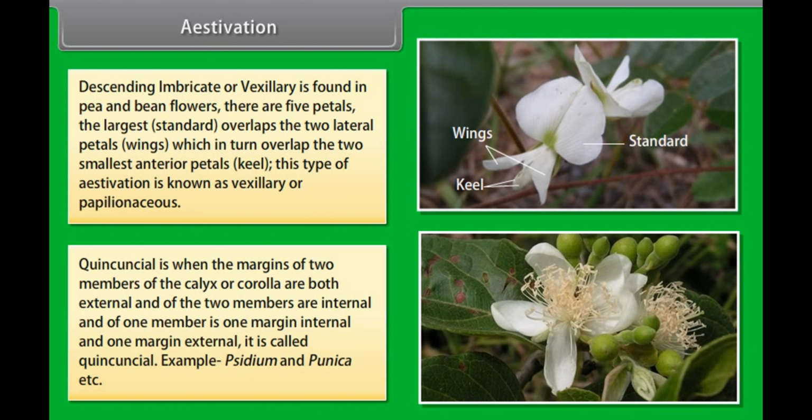Quincuncial is when, of the 5 members of the calyx or corolla, the margins of 2 members are both external and of 2 members are both internal, and of one member one margin is internal and one margin is external. Then it is called quincuncial. Example, Psidium and Punica, etc.